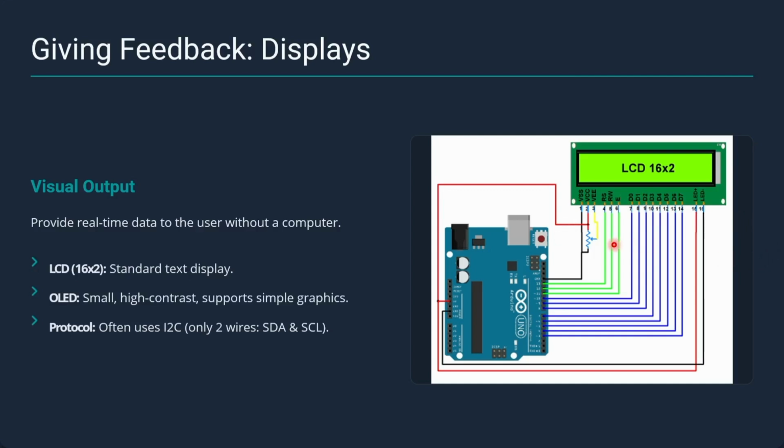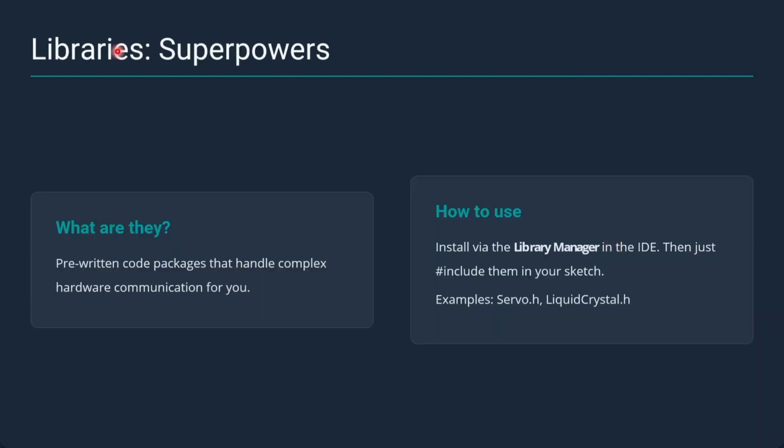Okay. Next, we will go for libraries. We can say libraries are the superpowers. What actually are libraries? They are pre-written code packages that handle the complex hardware communication for us. It reduces the number of lines of code, as the code is already written and we just use it. We will install them using the library manager in the IDE. In the software, we can go inside the library manager, and there we will select these libraries.